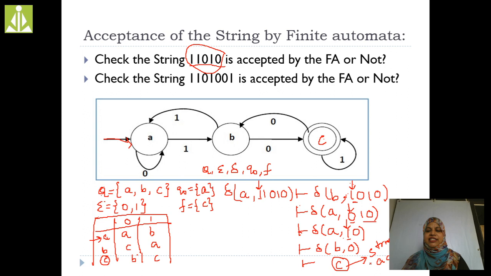The string is accepted by the finite automata. If we reach the final state, then the string is accepted. If we are not going to reach the final state, then the string is not accepted. Check this second example.